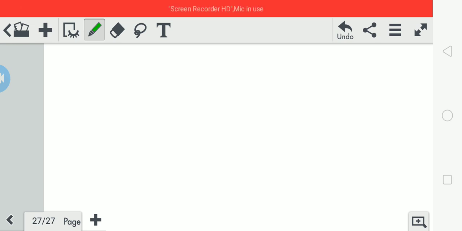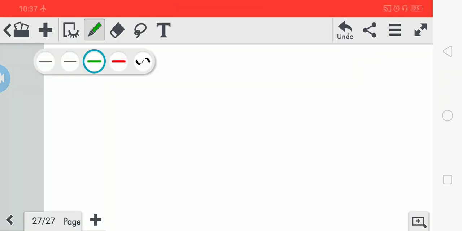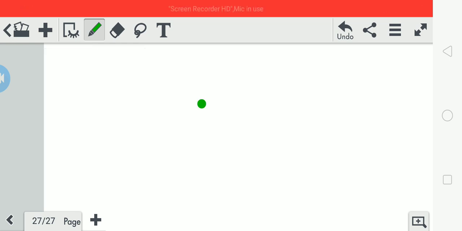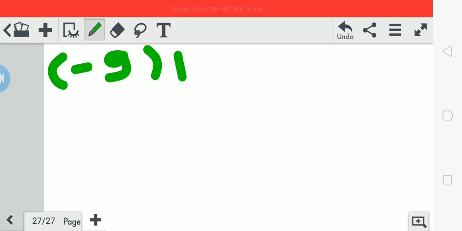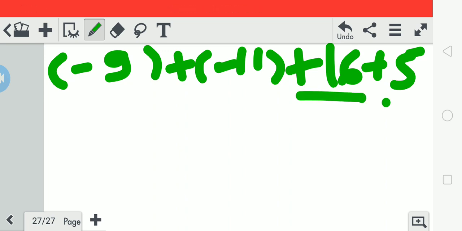Now question number 4 is minus 9 plus of minus 11 plus 16 and plus 5, right? Now see, here are two negative numbers and two positive numbers. So your positive numbers are 16 and 5 and negative numbers are minus 9 and minus 11.